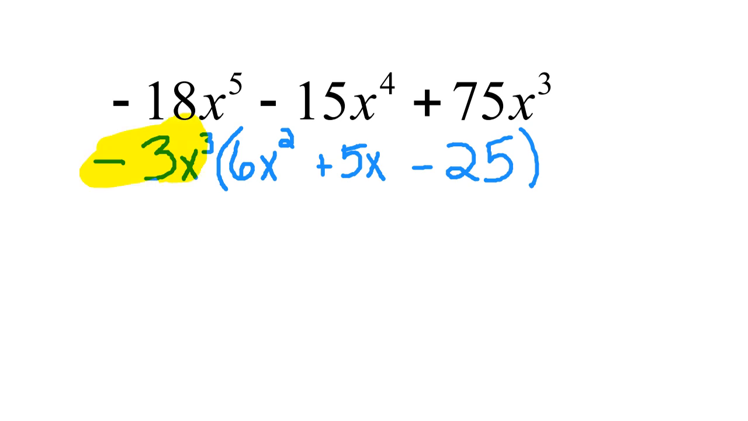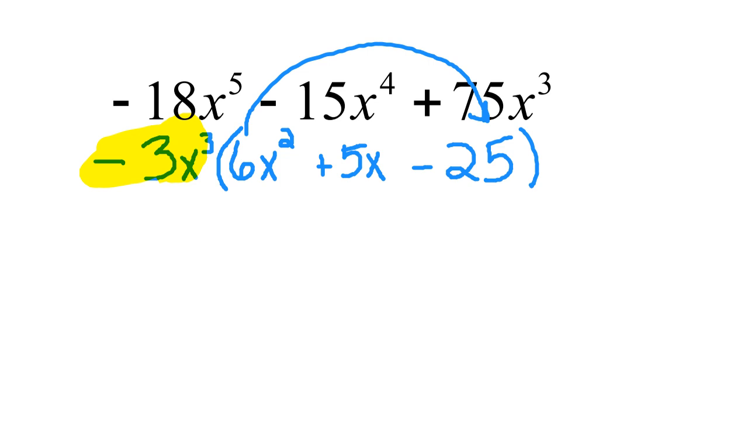Looking at what's inside the parentheses, 6x squared plus 5x minus 25. We need to factor this trinomial and break it down. How do we break it down? Let's look at the term with the variable squared. You can see that the number in front of it is not 1. Therefore, we need to take the first coefficient times the third. 6 times 25 is 150.